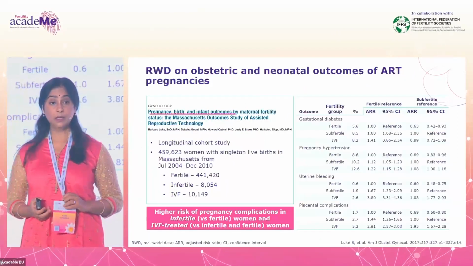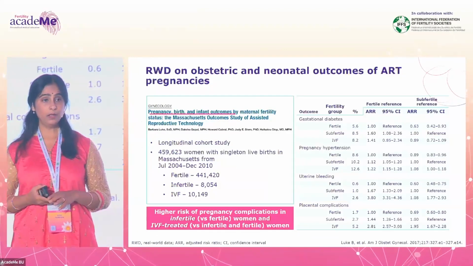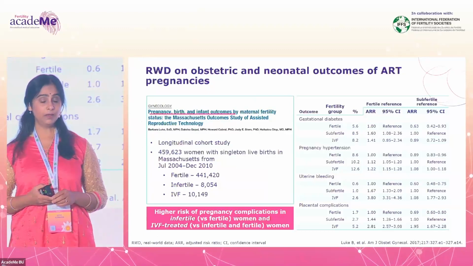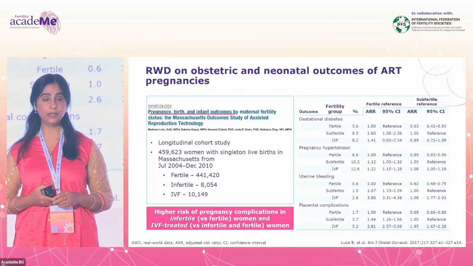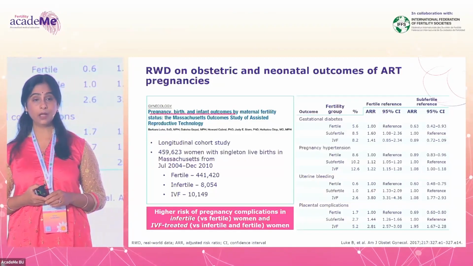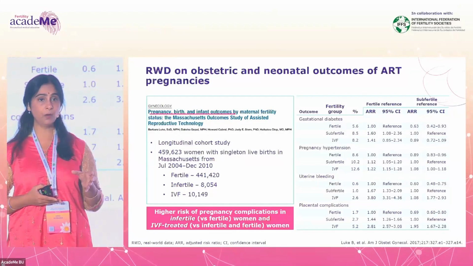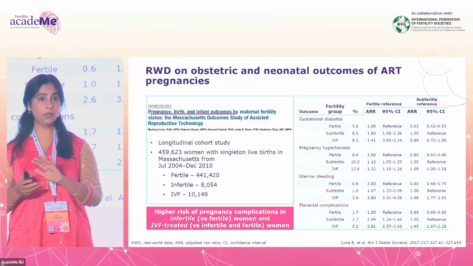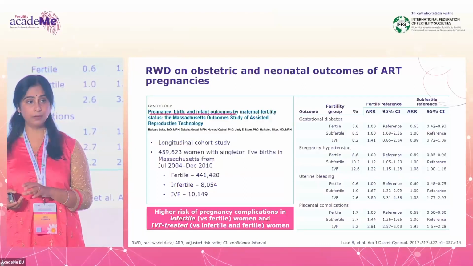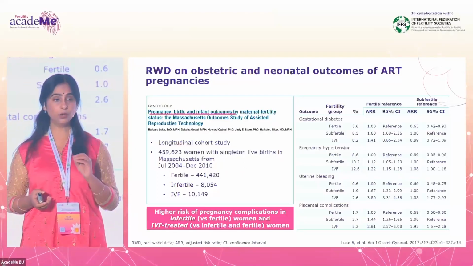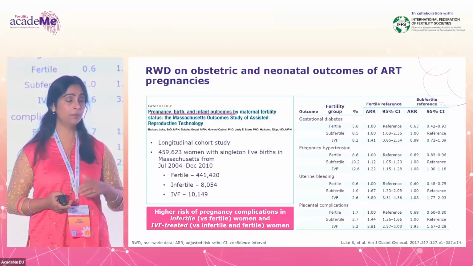Again, safety looks at beyond neonatal outcomes as well. So here is some real-world data from the United States, from the Massachusetts region, looking at pregnancy outcomes and neonatal outcomes. And here we're looking at a fertile cohort compared with an infertile cohort, infertile but not IVF treatment, and then another cohort that is infertile and IVF treatment. So we have 3 cohorts, and what it shows is that there is a higher risk of pregnancy complications in the infertile cohort compared to fertile cohorts.